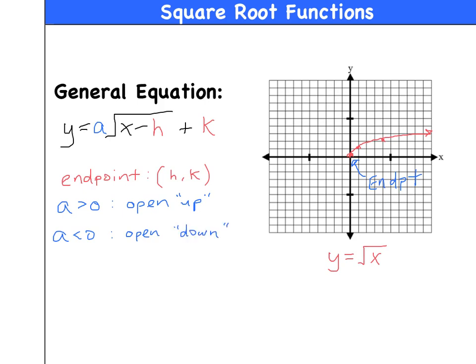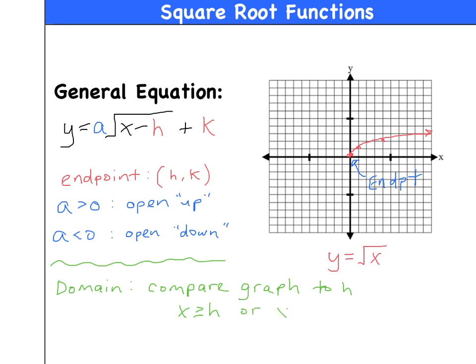All right, then the last thing we really need to talk about with square root functions is the domain and the range, okay? So the domain of a square root function is based off of our h value. So what we're going to do is compare the graph to our h value, okay? So we're either going to get x is greater than or equal to h, or it'll be x is less than or equal to h, depending if our graph is to the right or to the left of our endpoint.